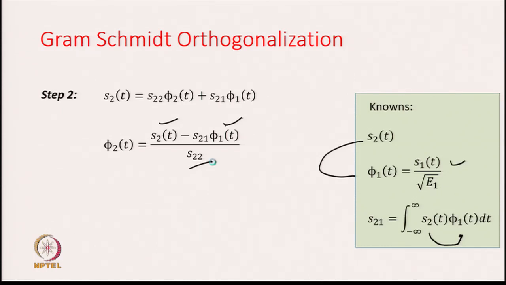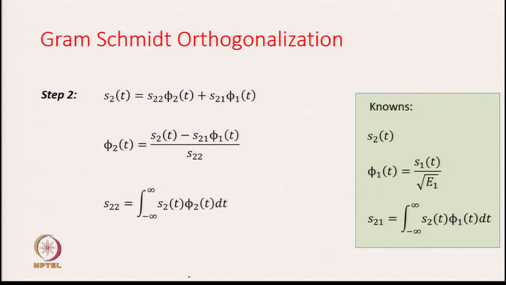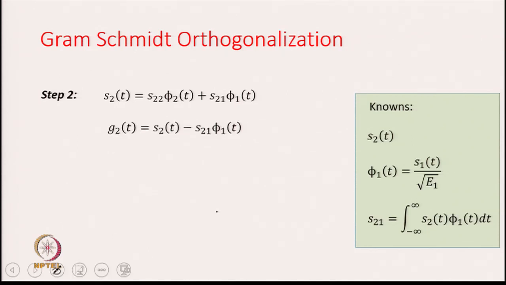Now, if you look at this s 2 2, s 2 2 is also a function of phi 2 t, and hence there is a chicken and egg problem. Until and unless we know s 2 2, we cannot find phi 2 t, and until and unless we know phi 2 t, we cannot find s 2 2, and hence we carry out this orthogonalization procedure in a slightly different way. So, instead of directly finding phi 2 t, what we can do is define an intermediate function g 2 t, which is defined like this. So, g 2 t is nothing but the difference of s 2 t with s 2 1 and phi 1 t.